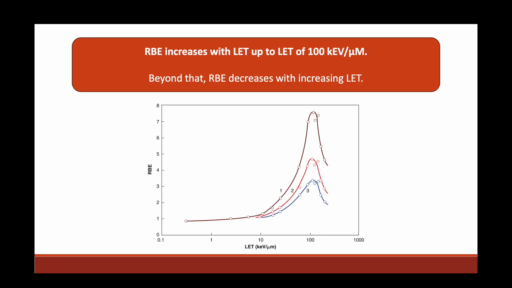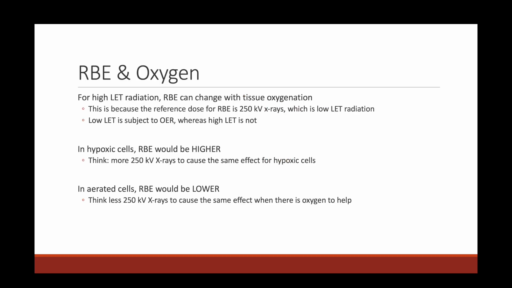Just in case I haven't said this enough times, remember, RBE increases with LET up to an LET of 100 keV per micrometer. And then beyond that, RBE decreases with increasing LET. And it all has to do with the number of ionizations relative to the diameter of DNA. When LET is greater than 100 keV per micrometer, we're depositing more ionizations than are necessary to cause double-stranded DNA breaks. And so we're kind of wasting energy, which results in decreasing RBE above a 100 keV per micrometer LET. So we've connected RBE to LET.